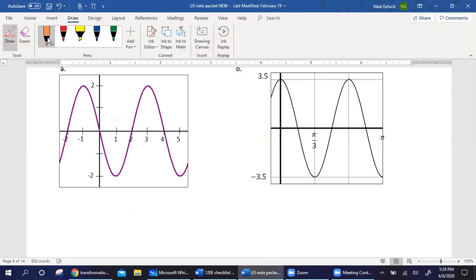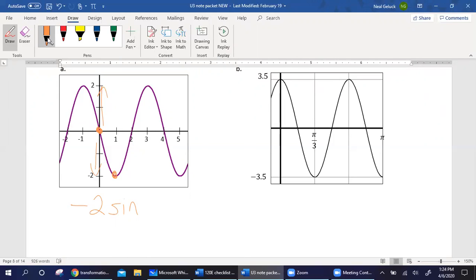Well, let's think about what we can see. On letter A, notice that it's starting in the middle, so it would make sense to call this a sine function. Notice that I'm going 2 from that middle. So that means an amplitude of 2. Normally sine goes above, but this one went below. So that must mean that it's got a reflection on it. So it's negative.